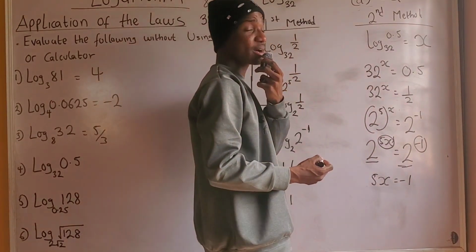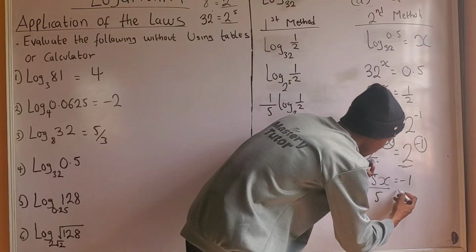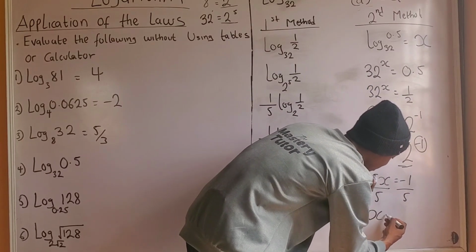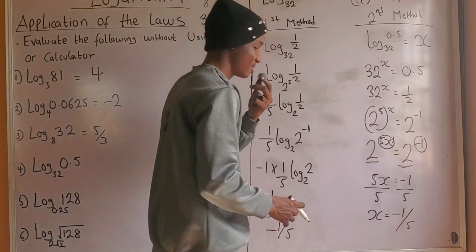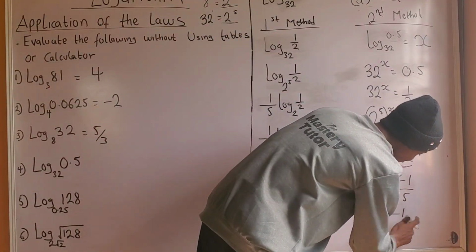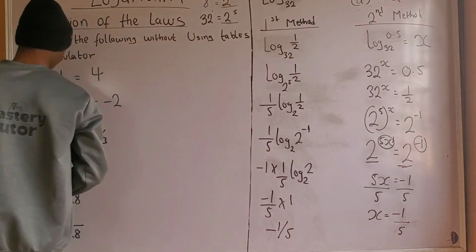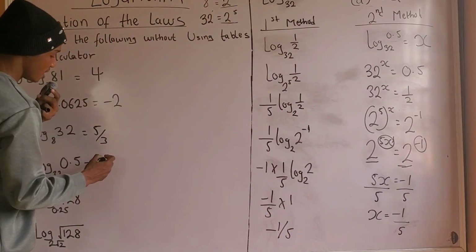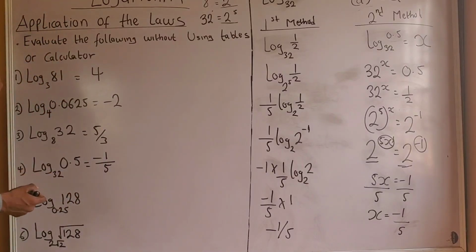To get the value of x, I'm going to divide both sides by 5. So I'm going to have this over 5 and this over 5. So x is equal to negative 1 all over 5. Okay? Let me write it very well. Negative 1 over 5. So the answer here is equal to negative 1 all over 5. That is the answer, okay? So what of this? Log 128 base 0.25.